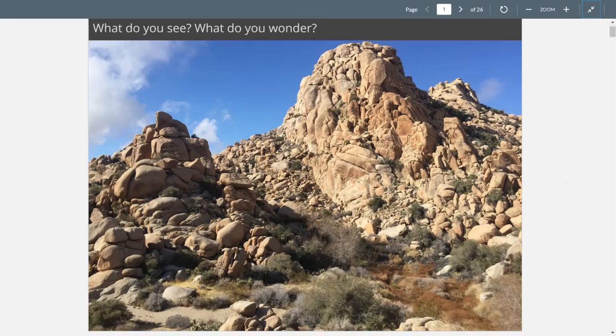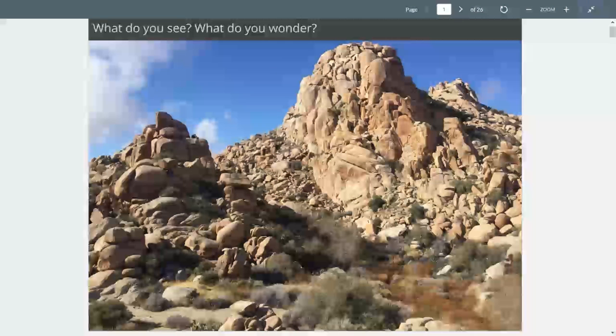And sometimes, have you ever noticed that underneath the bushes, you can see certain colors of rocks, different colors of layers of rocks? And I don't know about you, but I become very, very curious. So what do you see and what do you wonder?